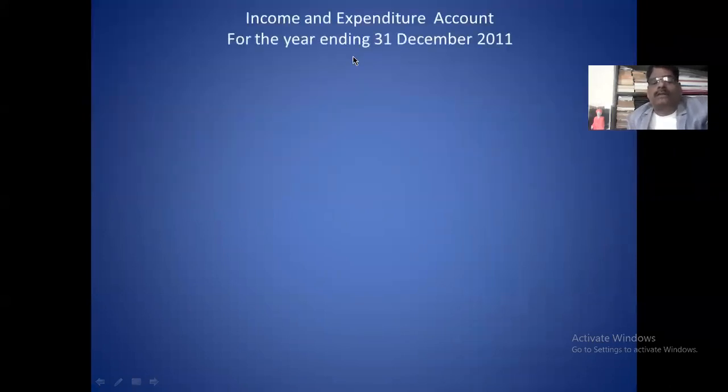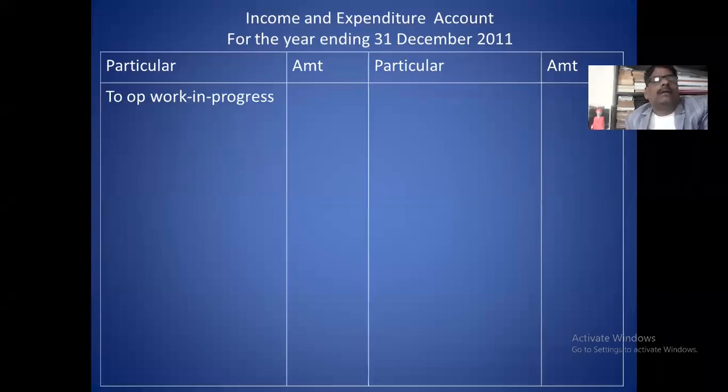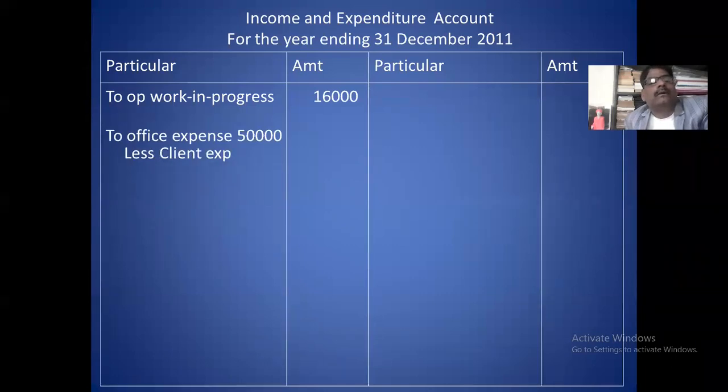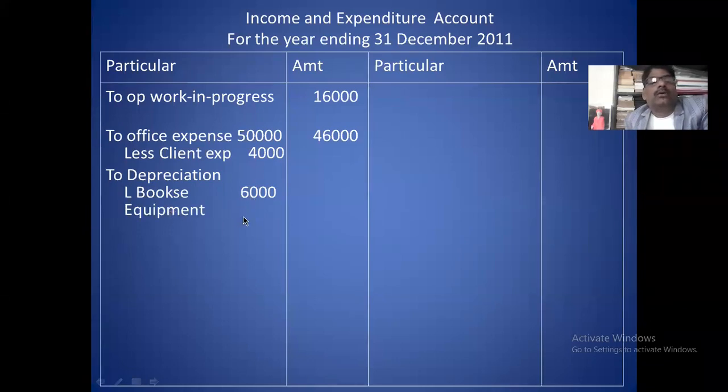You see the income and expenditure account. First you take work in progress, opening. Second, you take the office expense, 50,000. Less client, out of 50,000 you deduct 4,000, 46,000 is balance. Then depreciation: on library books you calculate 6,000, on office equipment 1,000. Total 7,000 depreciation you charge.